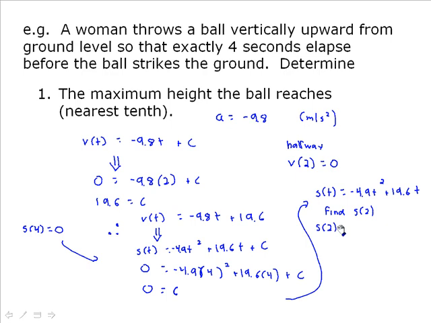So we just punch that right through. s(2) is equal to negative 4.9 times 2 squared plus 19.6 times 2. Work all this out, s(2) is equal to 19.6. So its maximum height is 19.6 meters.